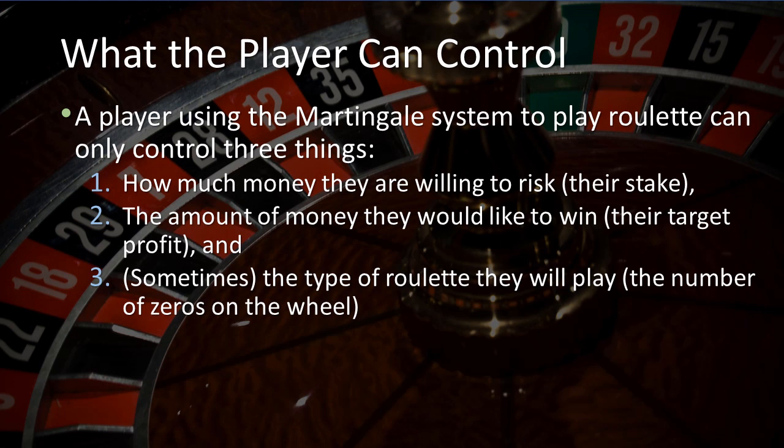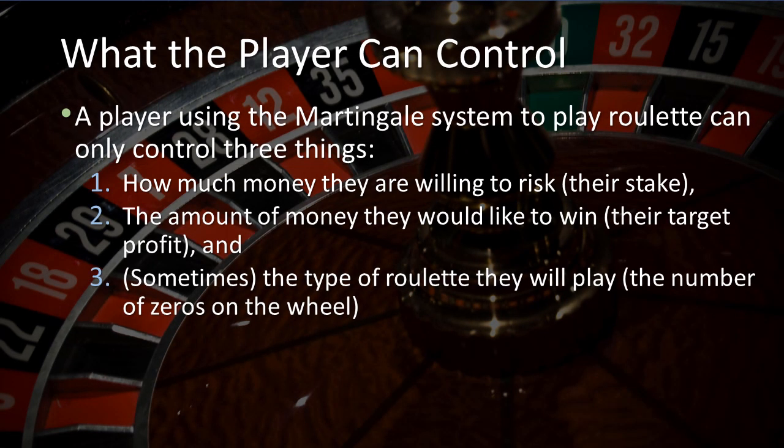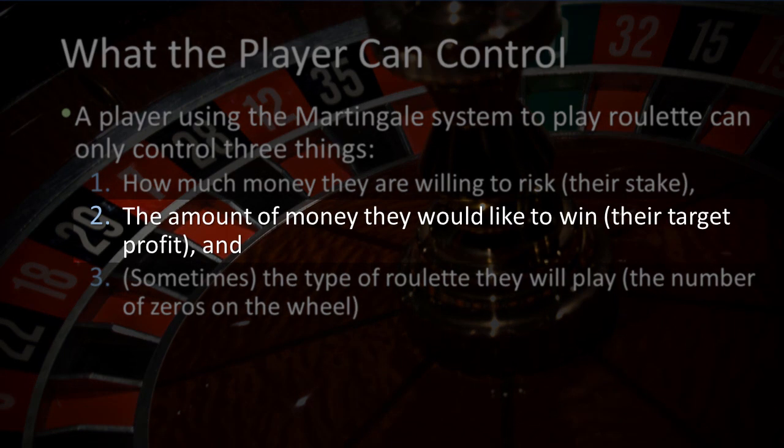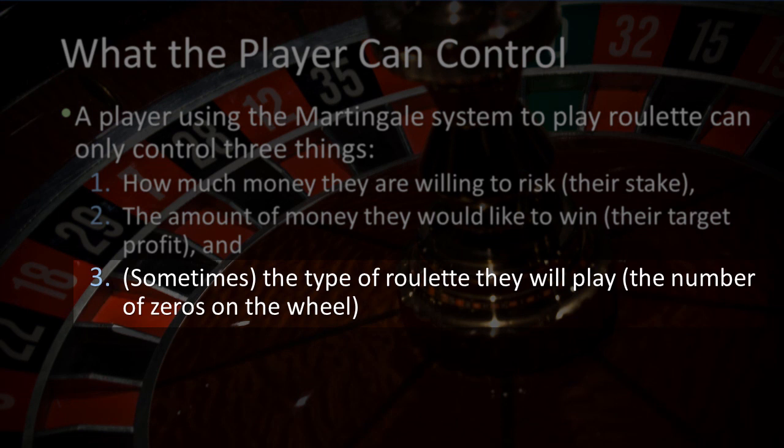To summarize, a player using the Martingale system to play roulette can only control 3 things. The first of these is the amount of money they are willing to risk, that is, their stake. The second thing the player can control is the amount of money they would like to win, that is, their target profit. Finally, the player may be able to control the type of roulette they will play by intentionally seeking out a roulette wheel with the fewest zeros possible.